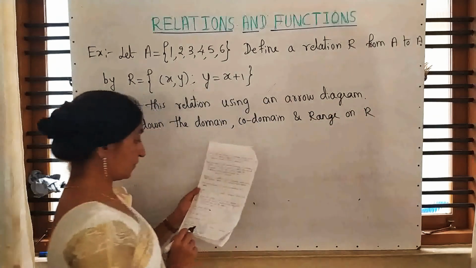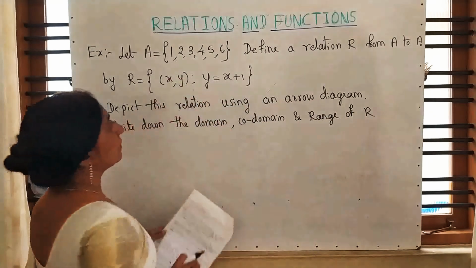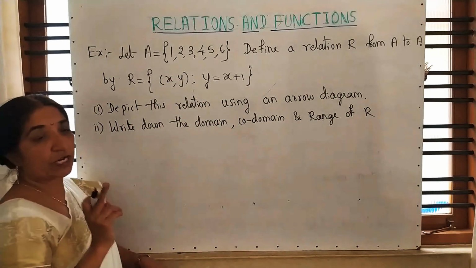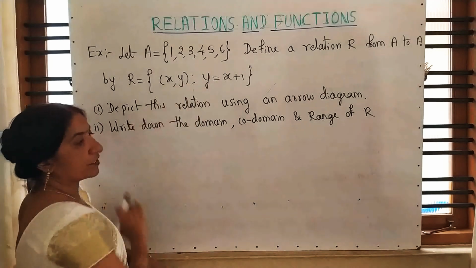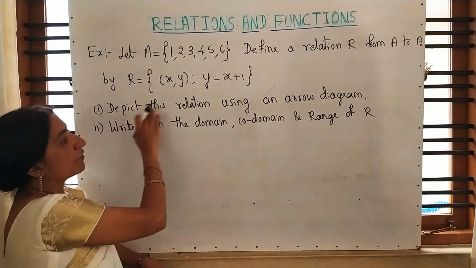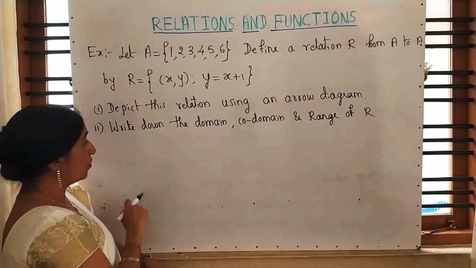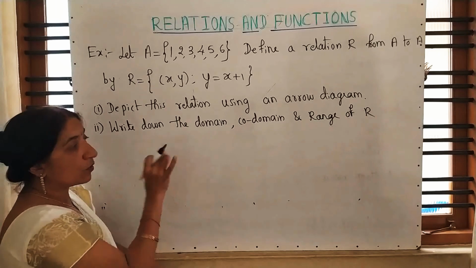This is the question. A set is given and they are asking us to write the relation with the help of this condition. The condition is y is equal to x plus 1. We have to write this relation in the diagram by using arrows, and we have to write the domain, codomain and range.